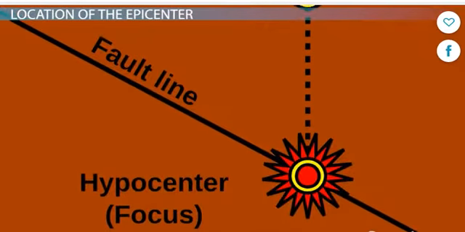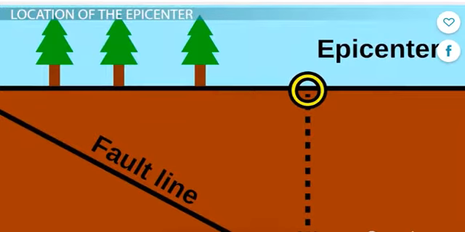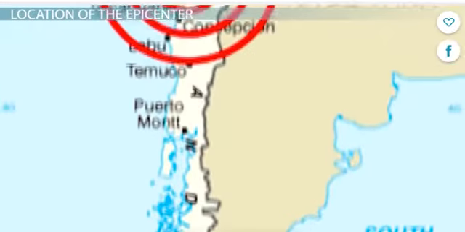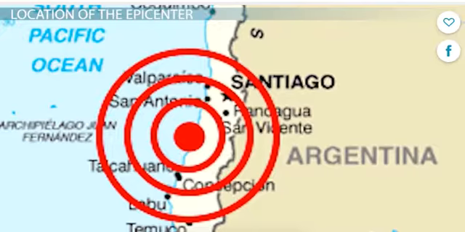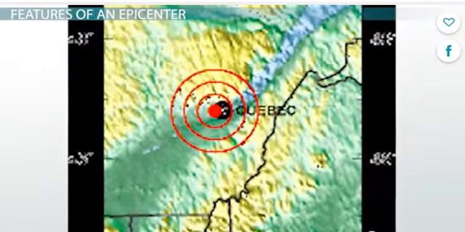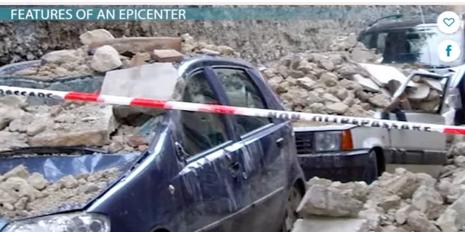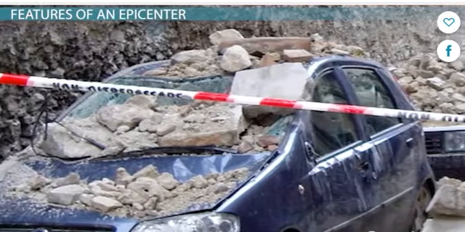The epicenter, on the other hand, is the point on the Earth's surface directly above the hypocenter. This is a more useful measure for human reporting because it can be shown on a map. The epicenter is usually the location where the waves from an earthquake are most intense, and as a result, it is also the location with the most damage. But this isn't always true.